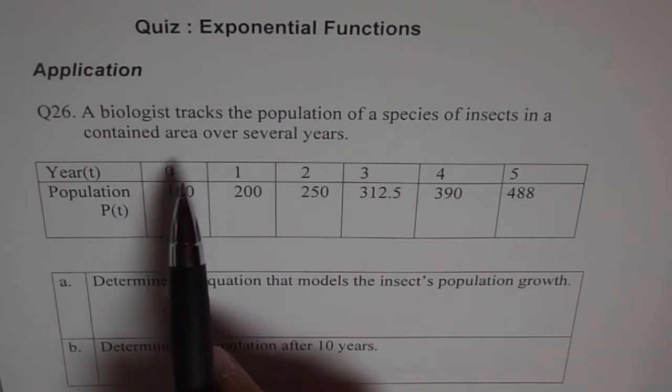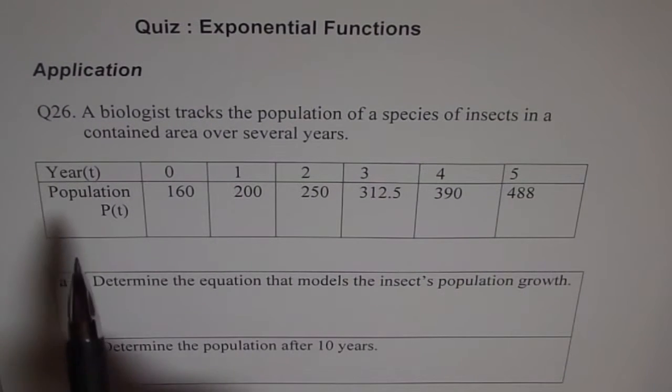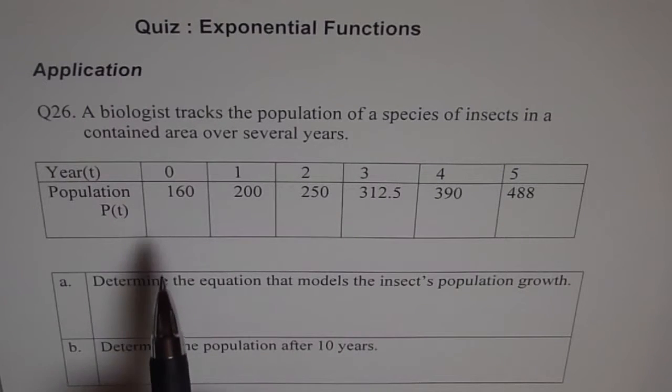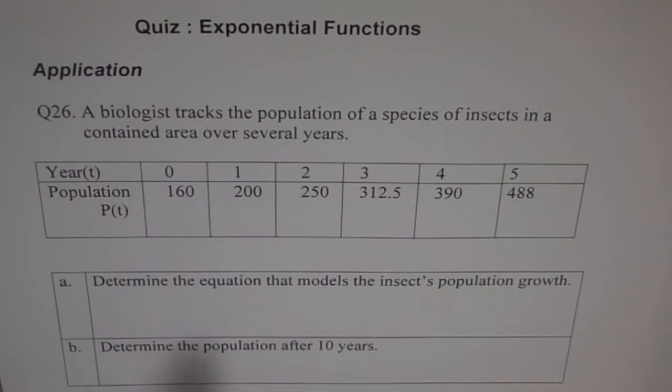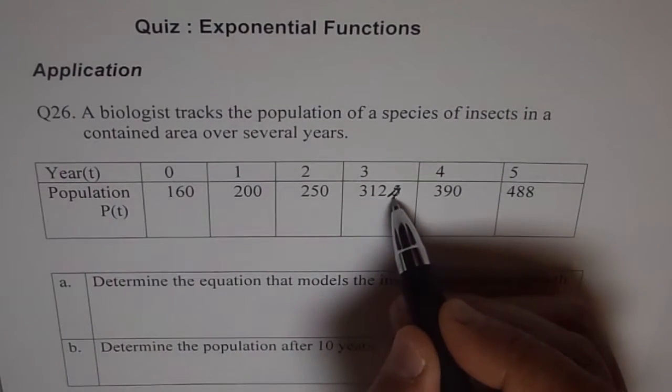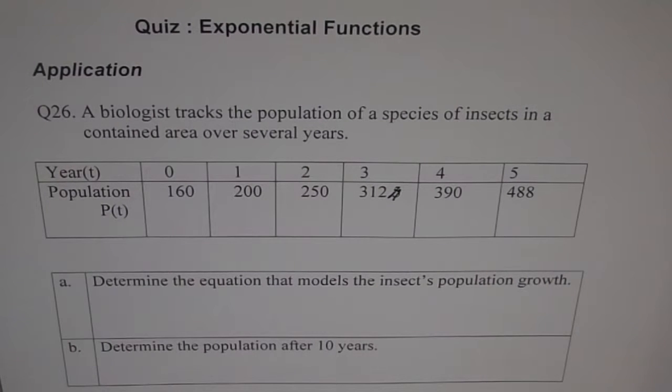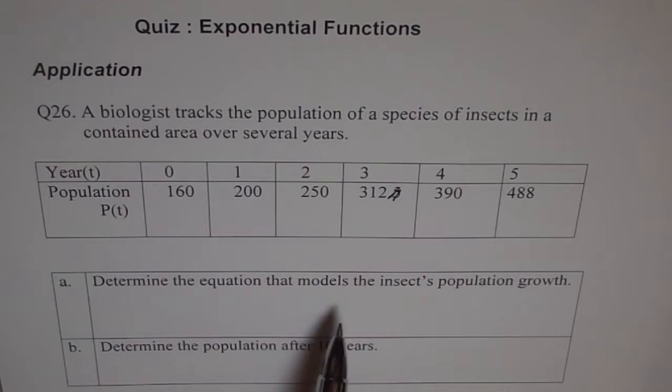a biologist tracks the population of a species of insects in a contained area over several years. With the years, they're given the population here. So t is 0, 1, 2, 5, and the population was 160, 200, 250, and this is 3 and 12. So we can't have it in decimal numbers, 390 and 488. So that's a typing error. We need to determine the equation that models the insect's population growth. That's the first thing. And second is to determine the population after 10 years. So once we get a model here, we can plug in t is 10 and then find our answer, correct?